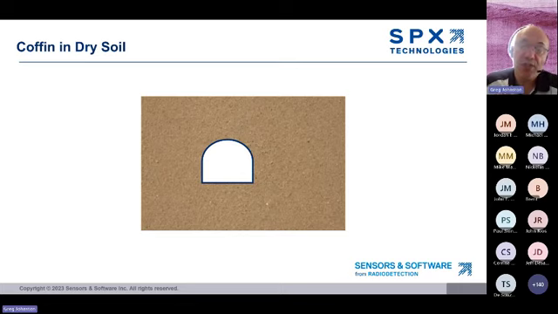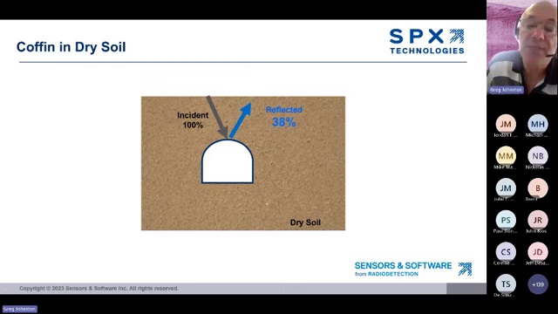So here's the situation. The contrast between an air-filled coffin in a dry soil is large, resulting in about a 38% reflectivity. This is why coffins show up quite well in GPR data.